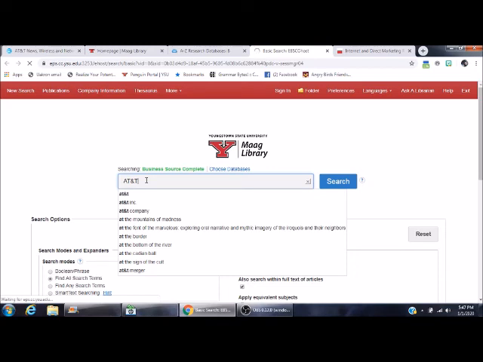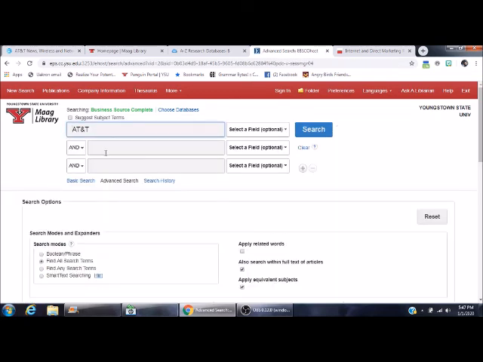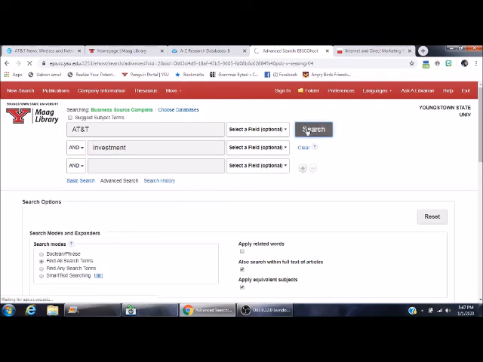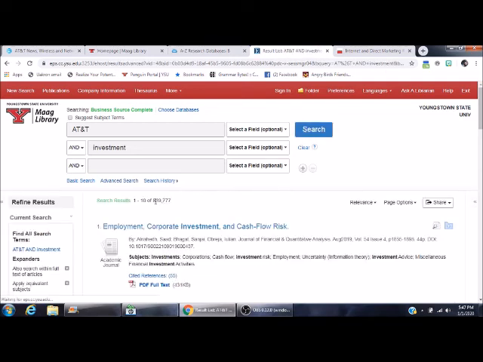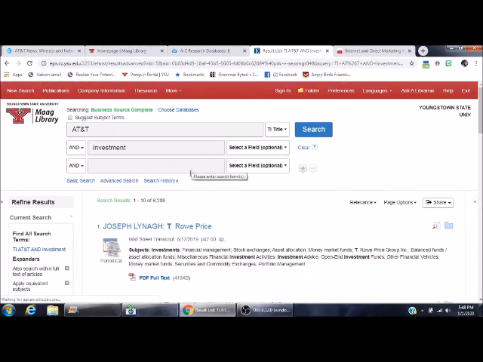And this is going to pull up articles on AT&T. Not every one will be relevant. I mean, this has pulled up almost 3 million hits. I can change to advanced search, put in investment, and hit search. 839,000. I can change AT&T to title to make sure that the article is primarily concerned with AT&T. That should limit those hits. And it did. I'm down to 6,288.